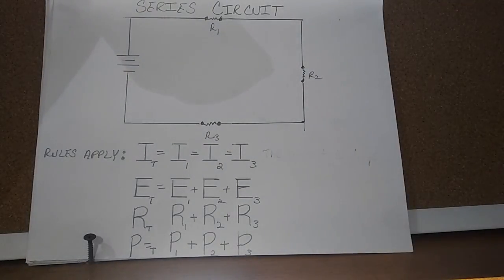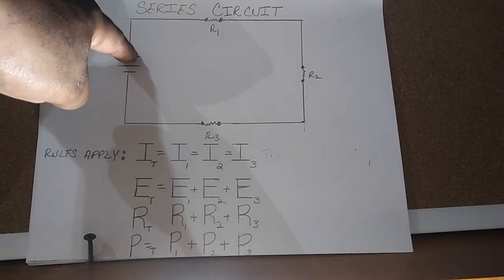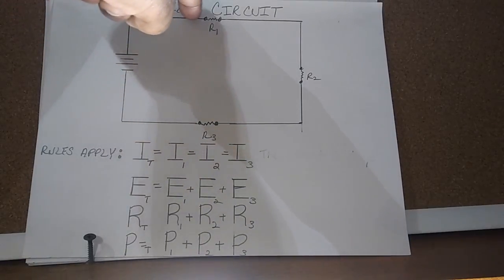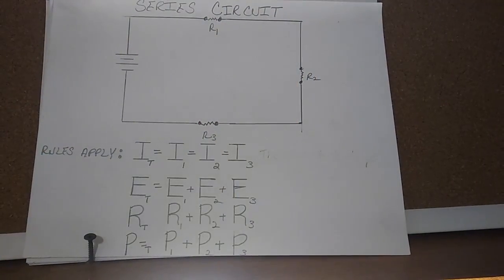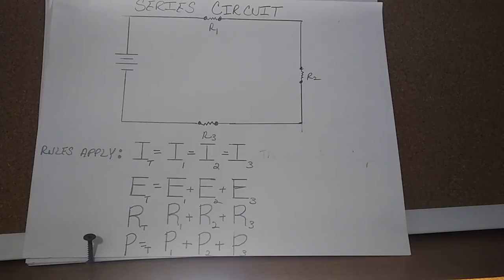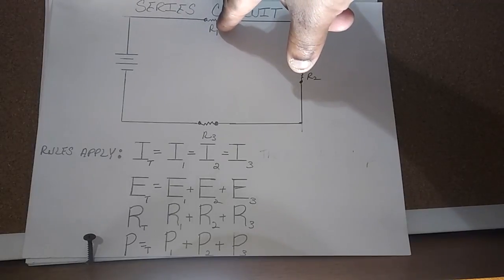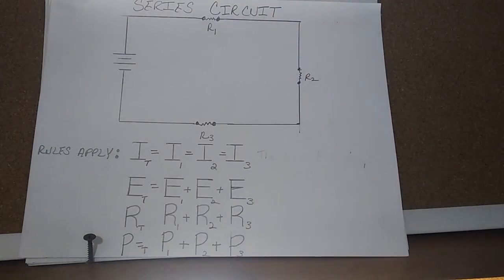Okay, now let's get to the rules which apply in a series circuit. First of all, in a series circuit, there's only one path for current to flow. Current leaves the power source, travels through the conductor, travels through the loads or resistors, and back to the power source. Since there's only one path for current to flow, at every given point of the circuit, the current has the same value. So at the power source, the current has the same value as the current at resistor 1, at resistor 2, at resistor 3. The current is the same at every point of the circuit.